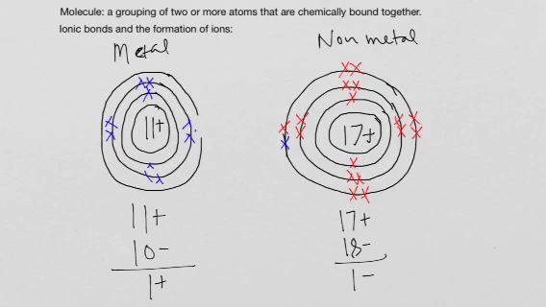Now, this giving and taking of electrons is not exactly what happens when we have covalent bonding. Before we get to covalent bonding, I want to show you an example of an ionic bond between two atoms, but it's not a 1-to-1 ratio.